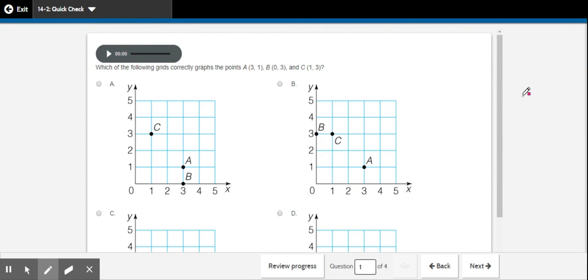Hey, wanted to go over the quick check with you really quick. There's only 4 questions. We're going to try to move through this fairly quickly.